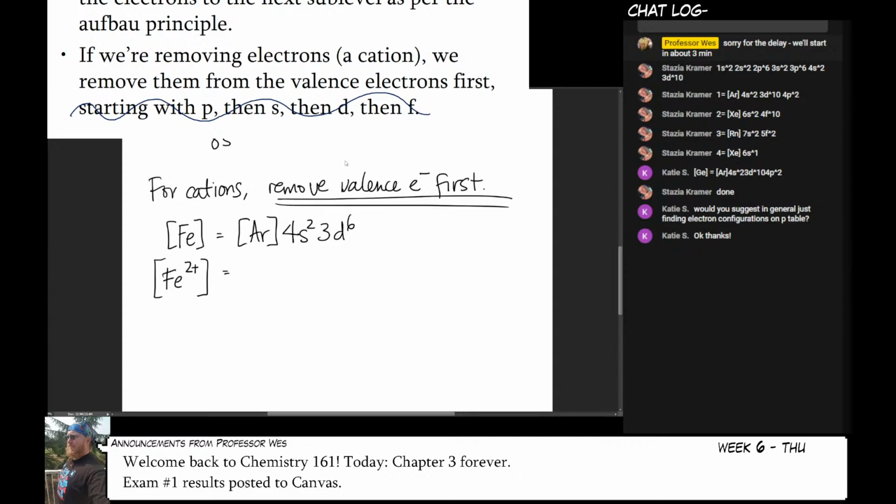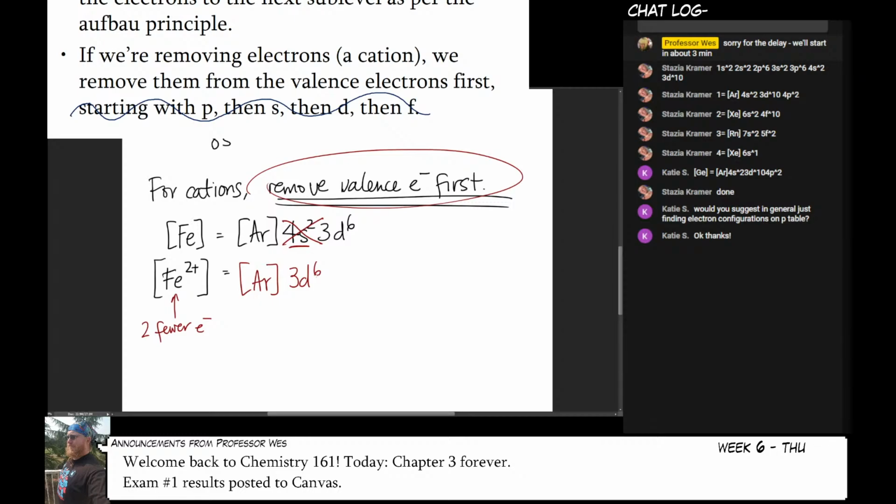And we're removing electrons, so let me write in red here. I need to remove 2 electrons. Which 2 electrons do I do? Remove the valence electrons first. What are the valence electrons? They're these, right? So I'll take these 2 away. And there you go. That would be the electron configuration for iron 2 with a 2+ charge.